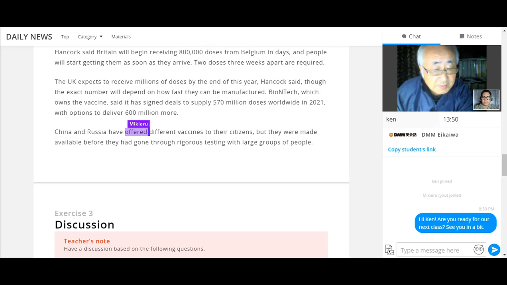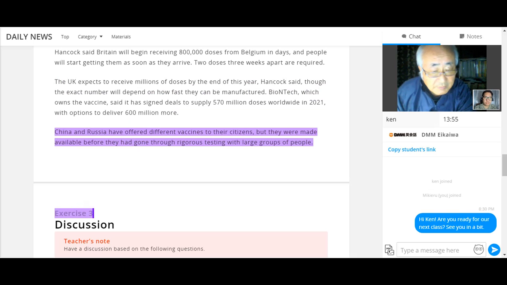China and Russia have offered different vaccines to their citizens, but they were made available before they had gone through rigorous testing with large groups of people. China and Russia have offered different vaccines to their citizens, but they were made available before they had gone through rigorous testing with large groups of people.